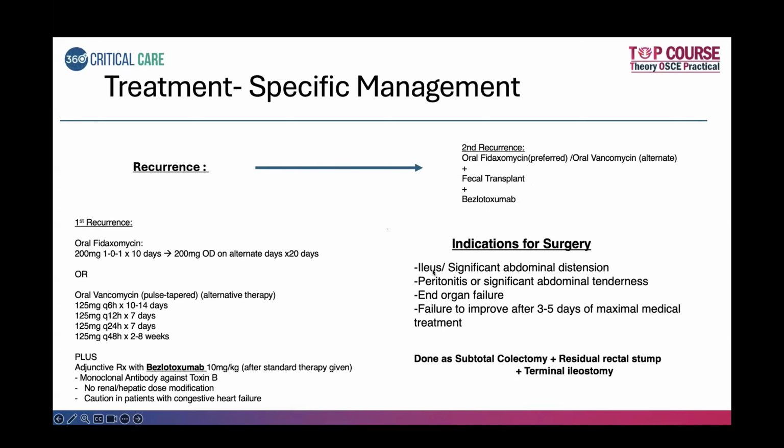The indications for surgery are ileus, significant abdominal distension, peritonitis or significant abdominal tenderness, end organ failure, and failure to improve after 3 to 5 days of maximum medical treatment. These are the main indications for surgery. It is done as a subtotal colectomy plus residual rectal stump plus terminal ileostomy. Subtotal colectomy, terminal ileostomy, and a residual rectal stump.